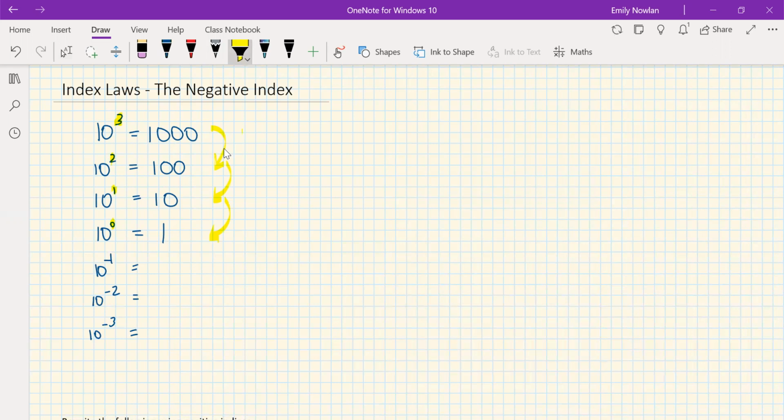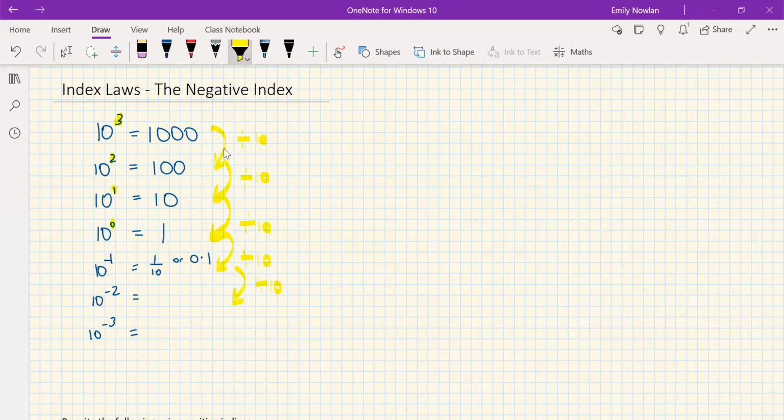To go from 1,000 to 100, we've divided by 10. Then we do the same thing. To go from 100 to 10, we've also divided by 10. And if I'm going from 10 to 1, I've divided by 10. In order to follow the same pattern, we need to go down here and divide by 10. So what happens if I get 1 divided by 10? I get 1 over 10 or a tenth, or you might write that as 0.1. It's the same thing.